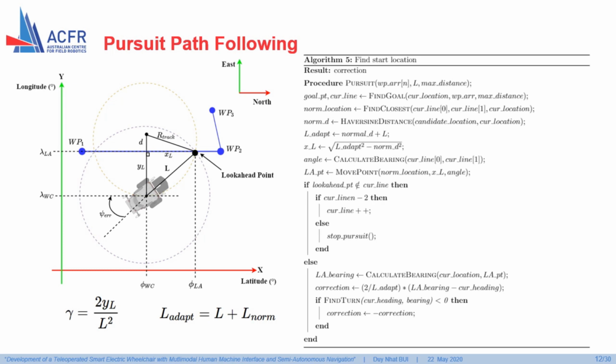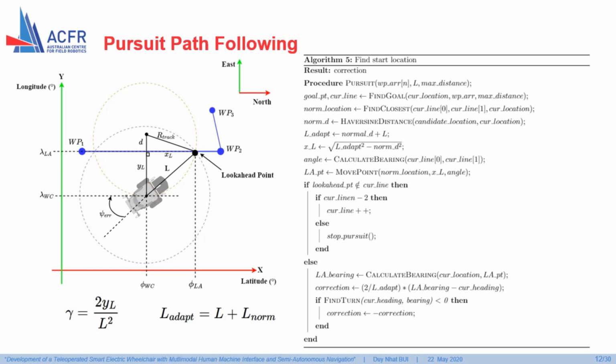A circle is centered at the wheelchair's position, phi wheelchair and lambda wheelchair, with the radius L, which is the look-ahead distance. The second circle with radius R track, which is the radius of the curvature, intersects with the center of the first circle and the path at the look-ahead points, phi look-ahead and lambda look-ahead. The goal is to find a curvature for the wheelchair to follow by the radius R track within the wheelchair's position at the look-ahead points.